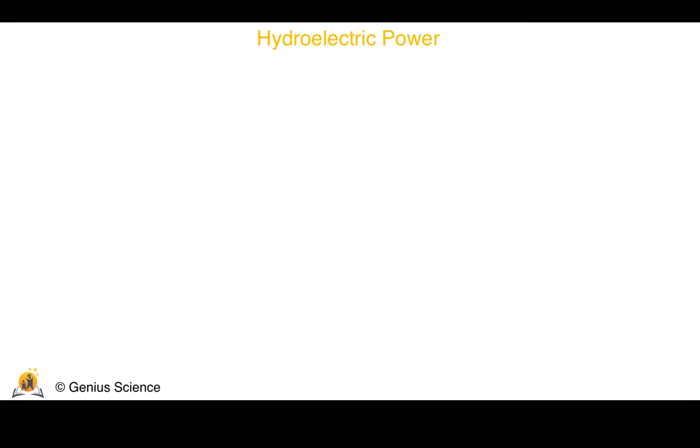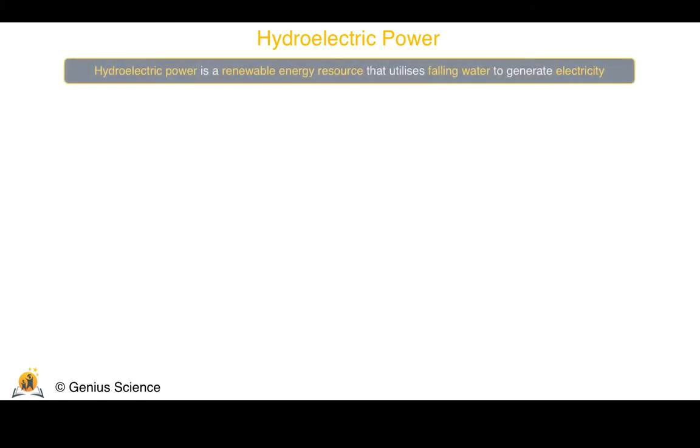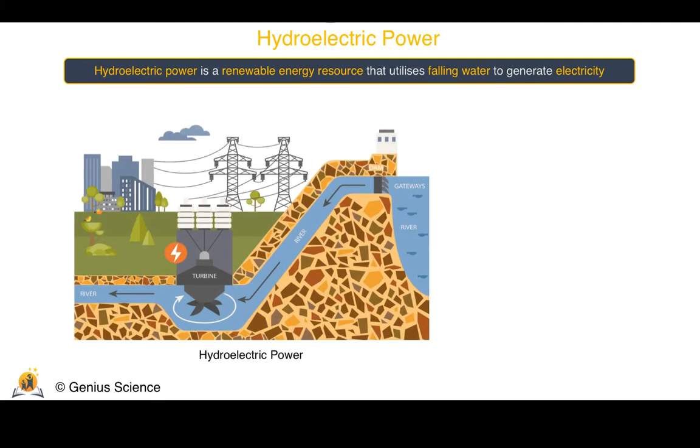Moving on now to water, and water is used as an energy resource to generate electricity using hydroelectric power, tidal power and wave power. Hydroelectric power is a renewable energy resource that utilises falling water to generate electricity.